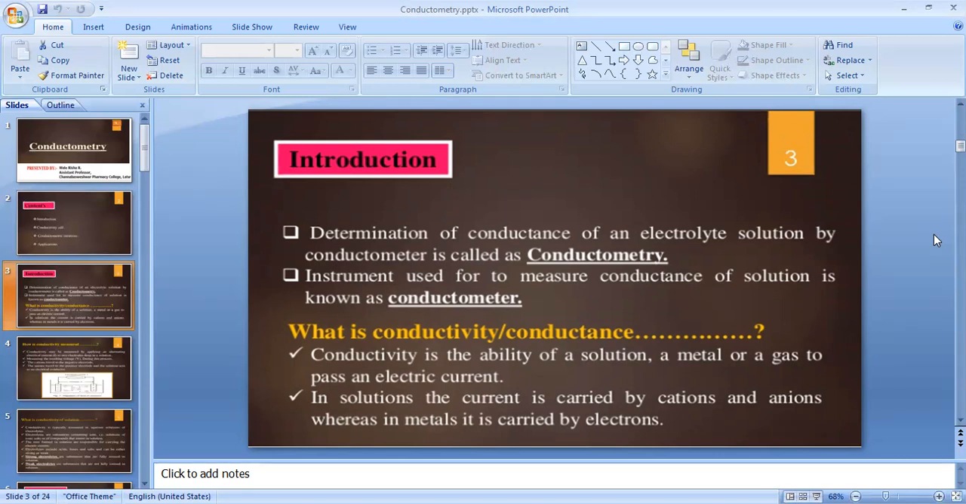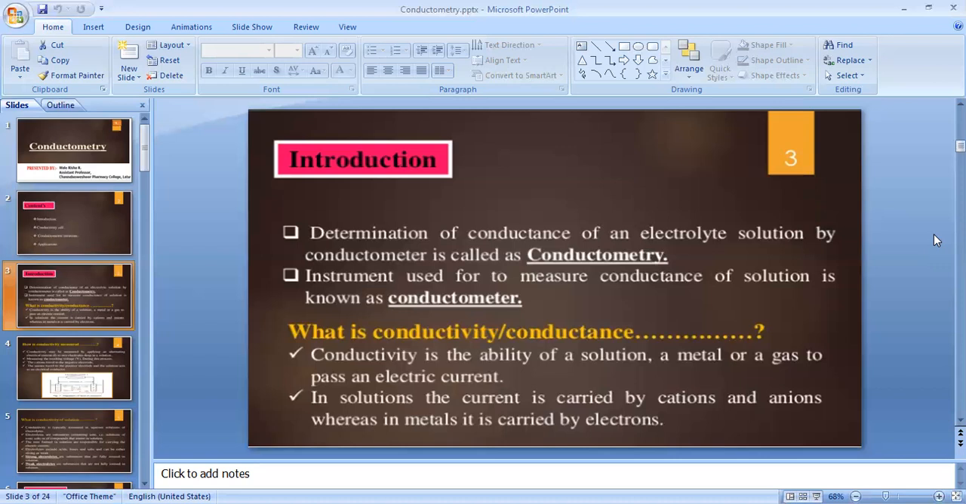So what is conductance or conductivity? Conductivity is the ability of the solution, or the analyte, or a metal, or a gas to pass an electrical current. From the measurement of electrical current, we can find out the concentration of the analyte. In a solution, the current is carried by either cations or anions, whereas in metals it is carried by electrons. So this is the introduction of conductometry.